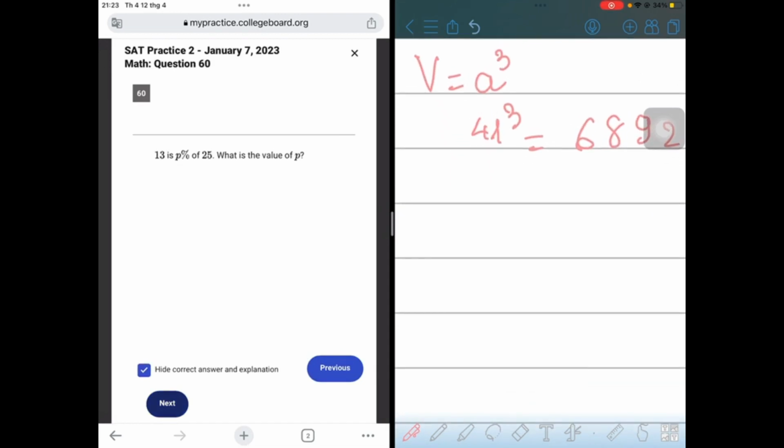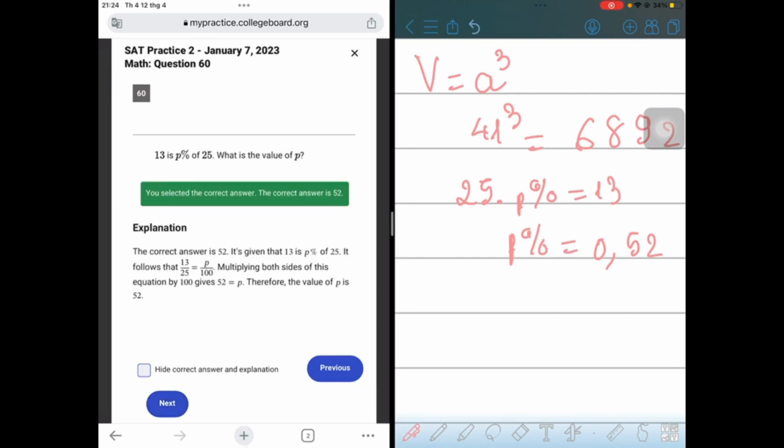13 is p percent of 25. What is the value of p? So we have 25 times p percent equals 13. Take out your calculator and we just do it. We have that p percent equals 0.52. So p should be 52, right?